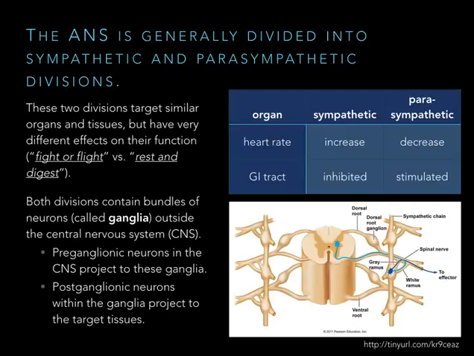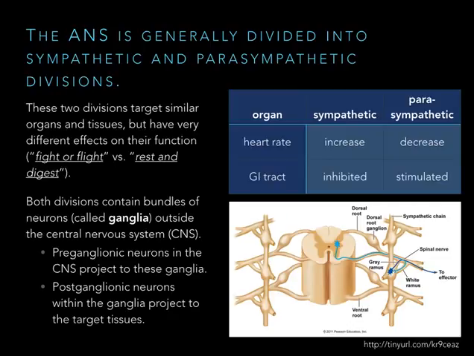The GI tract, right, your gastrointestinal tract. Movement of food through that is put on a pause when your sympathetic nervous system is activated. All right, and this can lead to tummy aches. Your parasympathetic nervous system, on the other hand, is going to actually stimulate smooth muscle contractions.